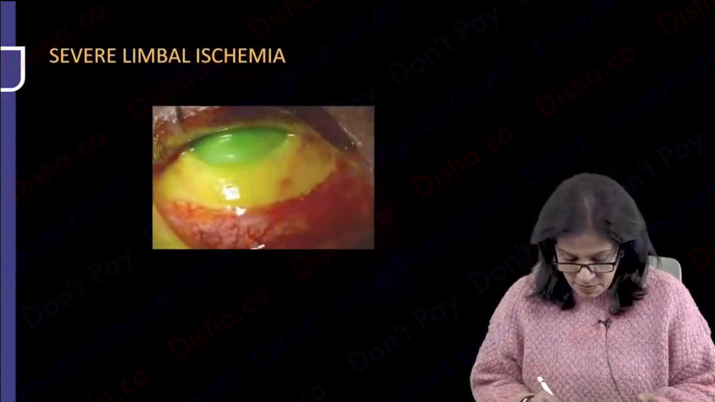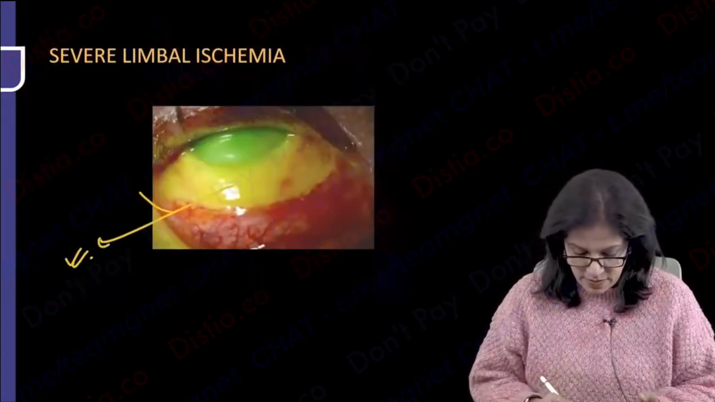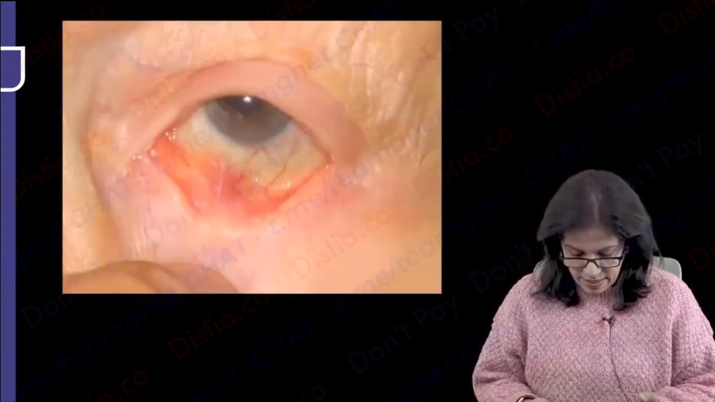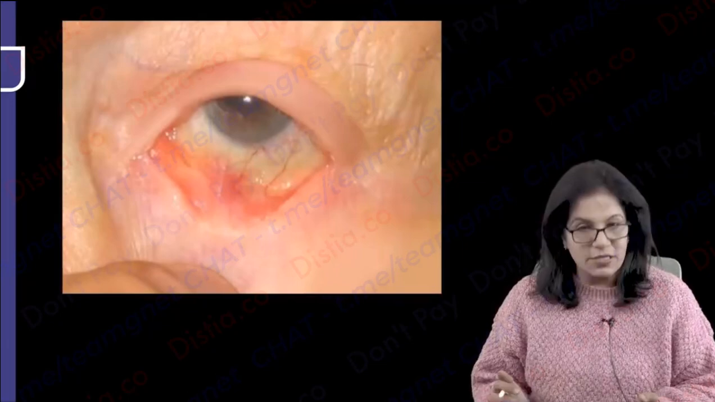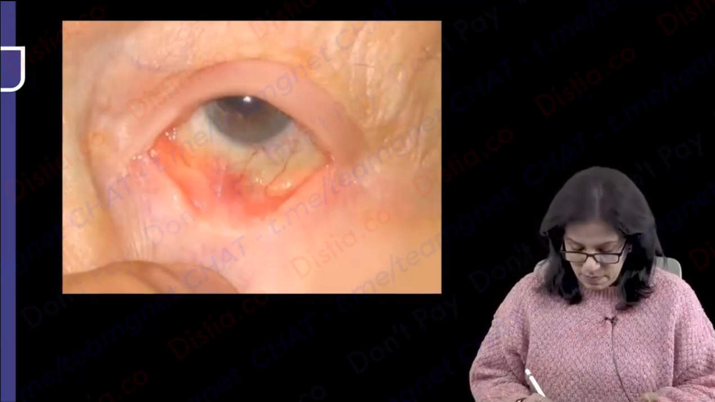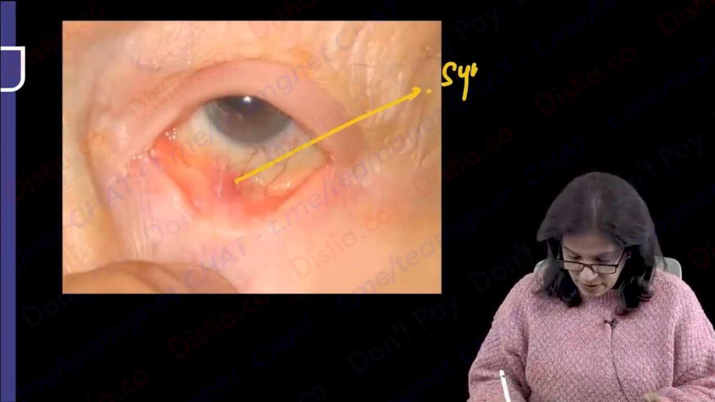Again, a severe limbal ischemia out here. This one. Okay. Right. And what are you now looking at? This has led to adhesion of the bulbar and palpebral conjunctiva. This is what is called symblepharon.